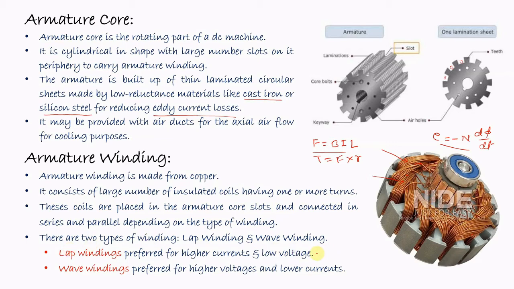This is also considered as a parallel connection. Whereas wave winding is used where high voltage and low currents are required, which is also called a series connection. So let's discuss the armature winding in detail.